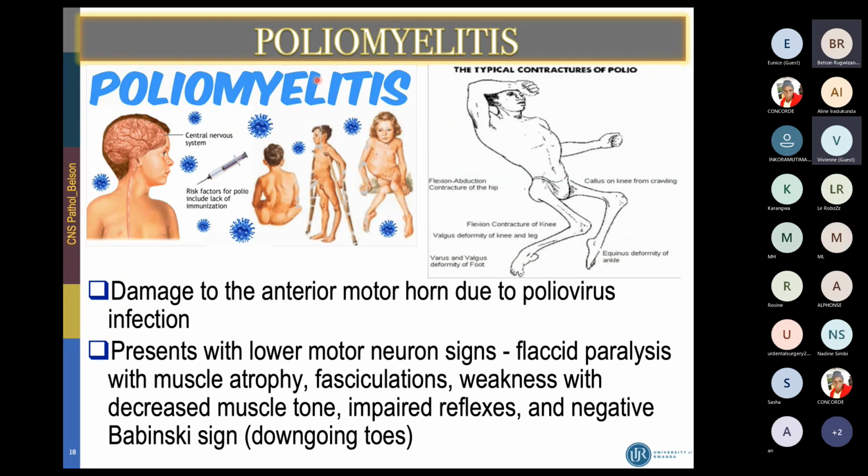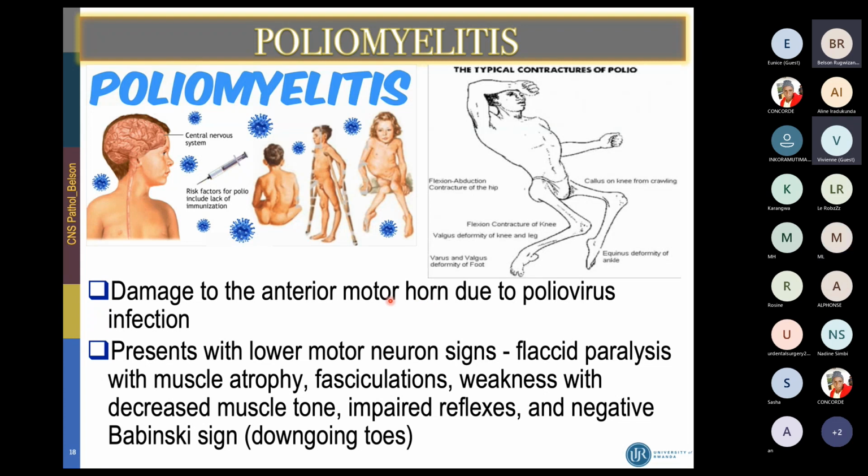So first of all, how does this work? This is a virus that people get infected with, and it goes through the upper respiratory system, through the mouth or the nose, and so on. So it will go and damage the anterior motor horn. You understand this is in the spinal cord, due to poliovirus infection.